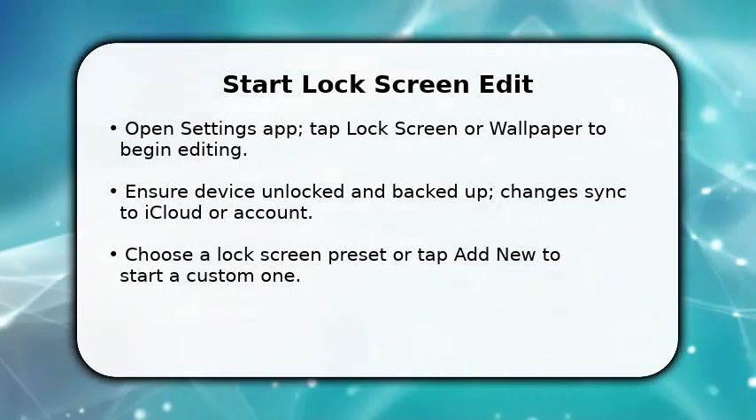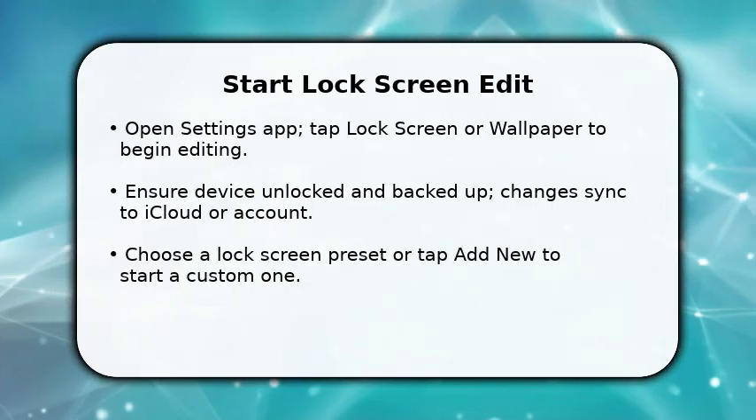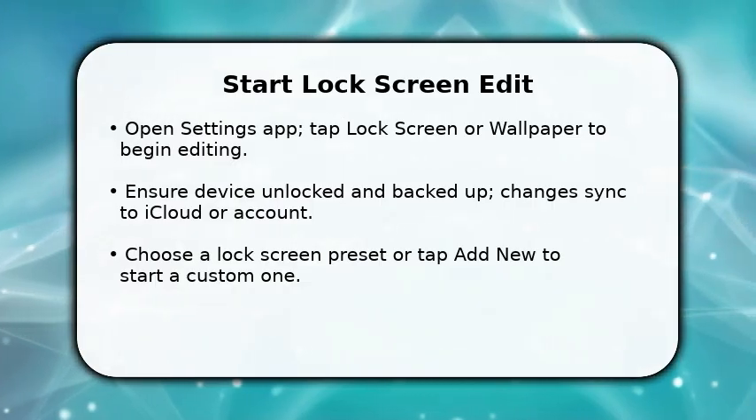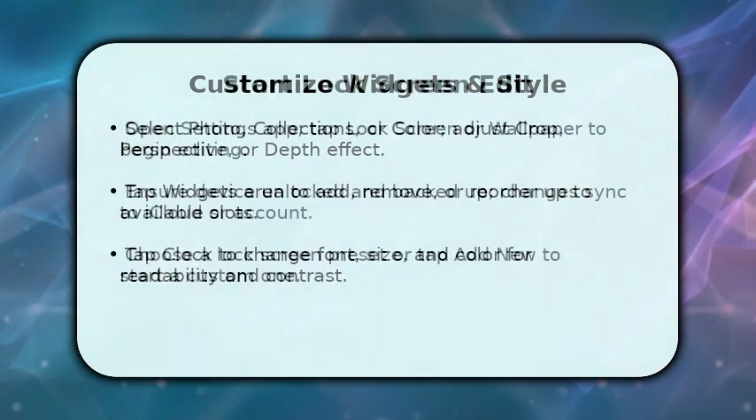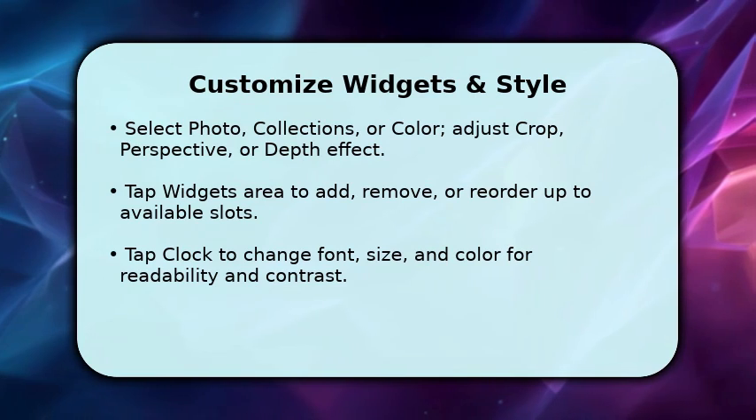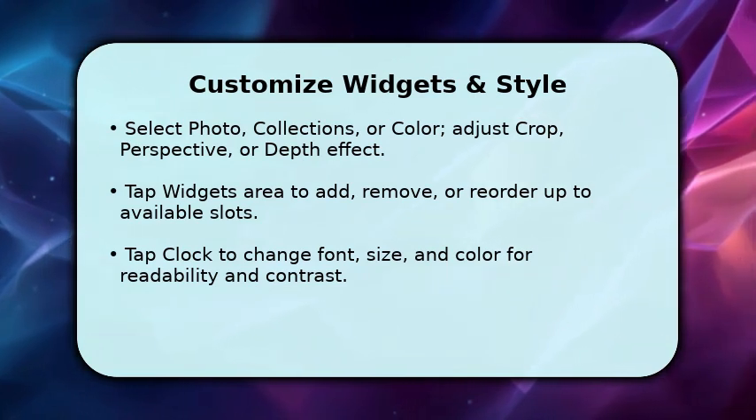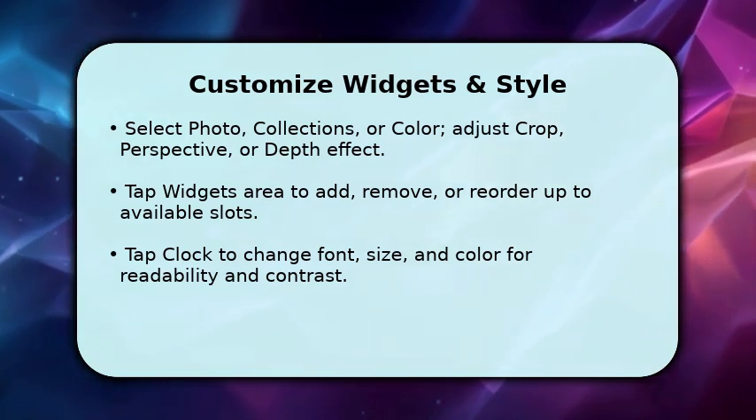Once done choosing Add New, you'll be prompted to select an image or style. Pick purposefully because that selection drives widgets, font, and depth effects. Now you customize the look. Choose photo, collections, or color and refine crop, perspective, or depth for visual clarity.